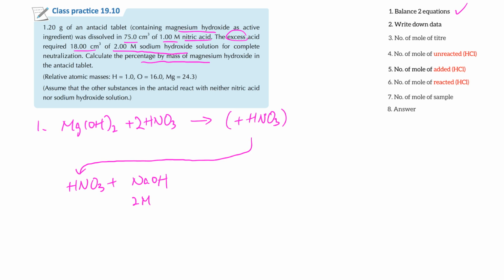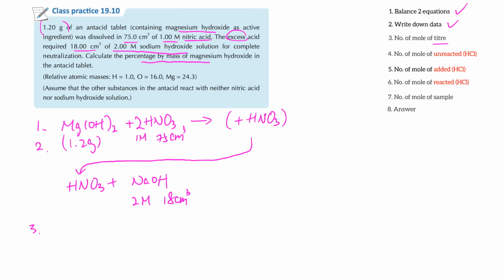The NaOH we use will be 2 M and 18 cm cube. The HNO3 that we have added will be 1 M with 75 cm cube. And the mass that we have used will be 1.2 grams of magnesium hydroxide. So basically the data is finished writing, and we first find out the titrant one.